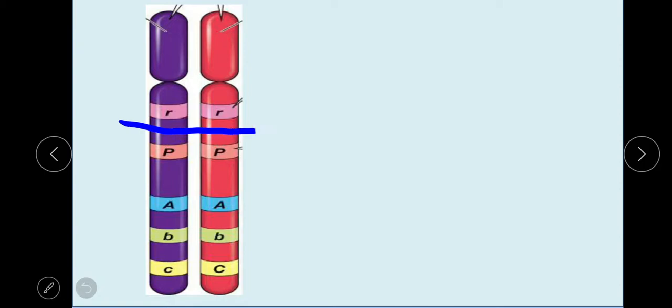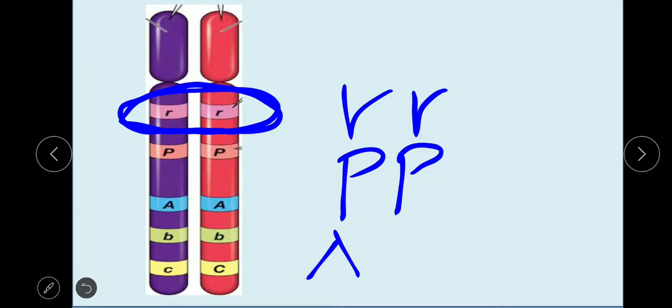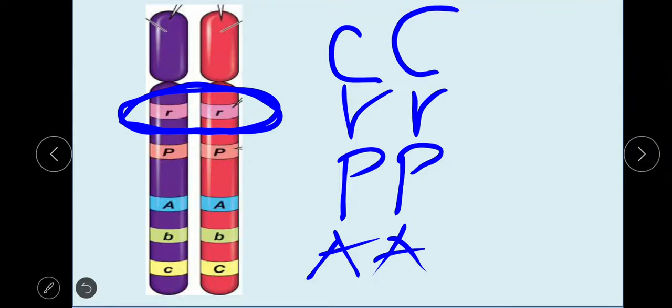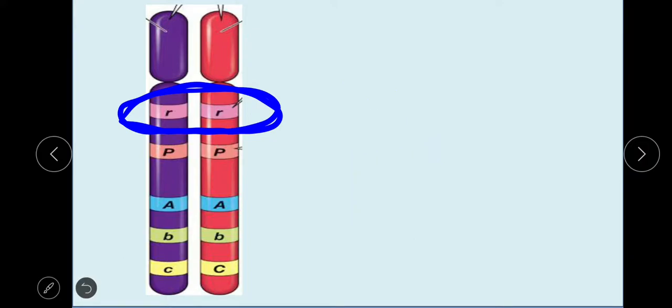Let us assume that this is the gene for hair color. Then, the alleles are R and another R. Another pair of alleles is P and another P. Another pair of alleles, A and A. And another pair of alleles, C and big C. Okay, these are the combinations of alleles.